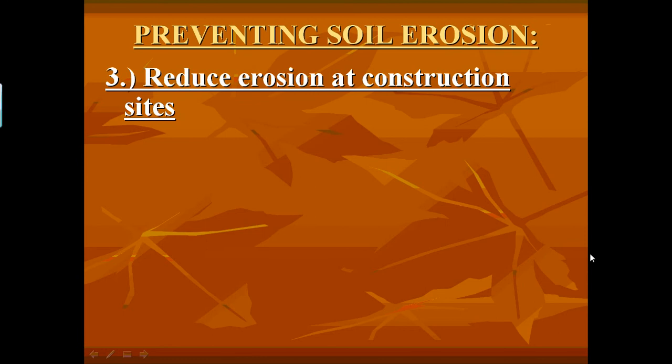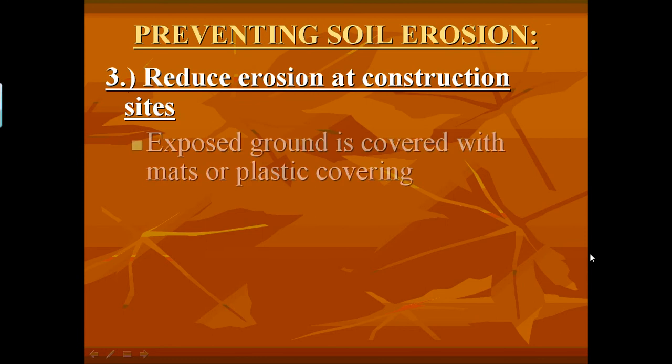Other ways to prevent soil erosion would be to reduce erosion at a construction site. So this might come in handy because we're making our new McIntyre Park Middle School. So in ways for those construction workers to reduce soil erosion, they might expose the ground, cover it with mats or plastic coverings to keep that soil in place.